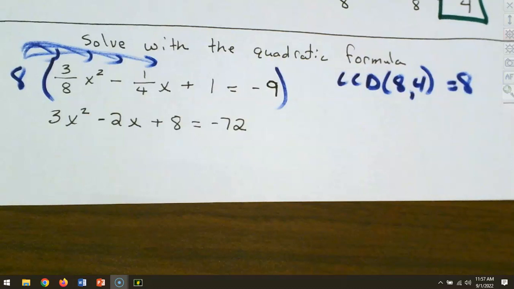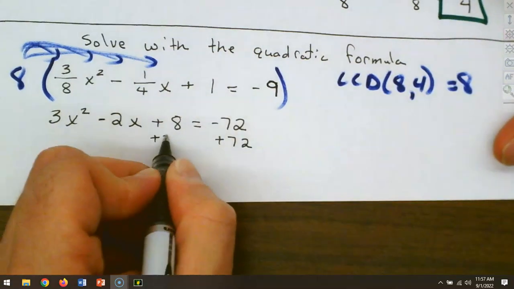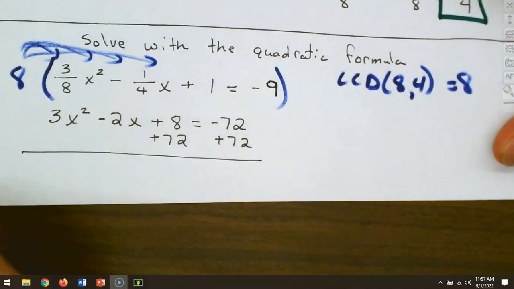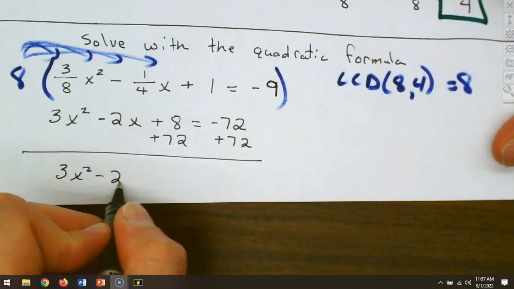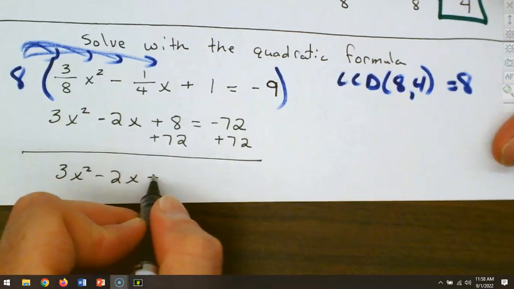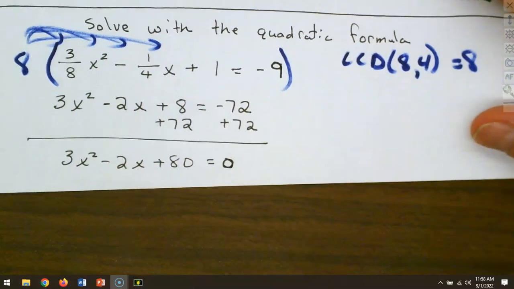You could have moved the 9 over first. It wouldn't matter. If you wanted to add 9 first, same result. You're going to get the same answer. I chose to just clear the fractions. Now we need to set this to 0, so we're going to add that 72 over. And now we have 3x squared, a minus 2x, a plus 80, and that equals 0.